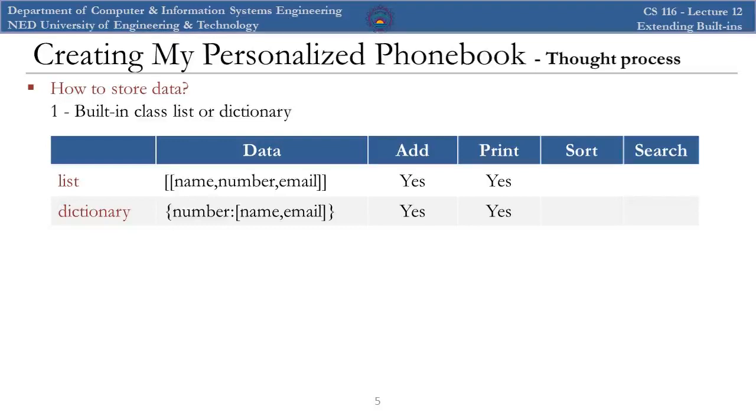Okay, now let's come to sort. List provides a built-in function for sort, but there is no such function in dictionary. If you want to implement sort for dictionary, you will have to write your own function. So, one plus point for list.